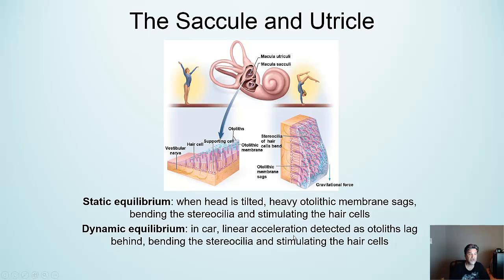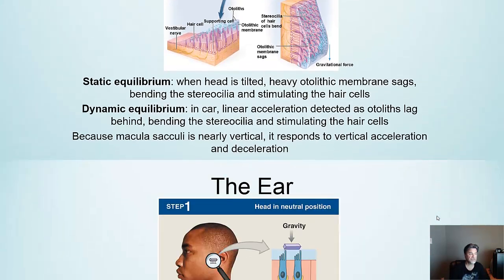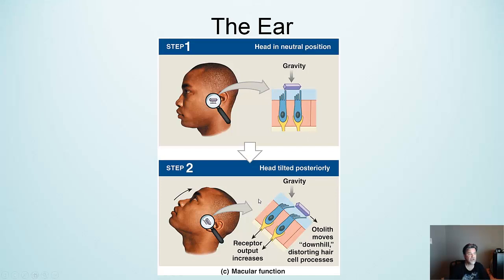Now, linear acceleration can be detected by these as well, and this will occur when the otoliths are lagging behind the driving force if you're moving in a straight line. And so we'll see this. Let's look at this here. If you're tilting your head, you see how the otoliths drag the gelatinous material, and this gets pushed in one direction, and that will either increase receptor output or decrease it.